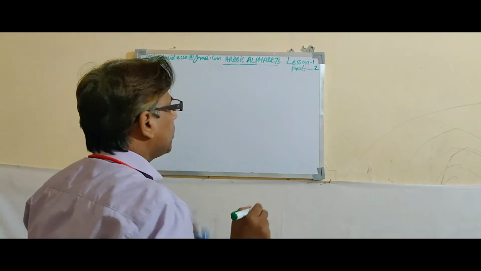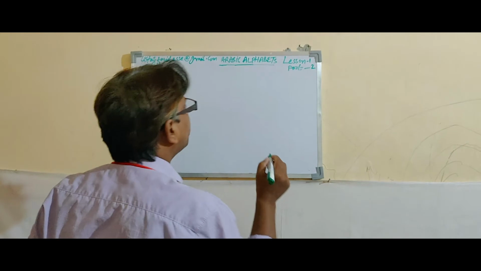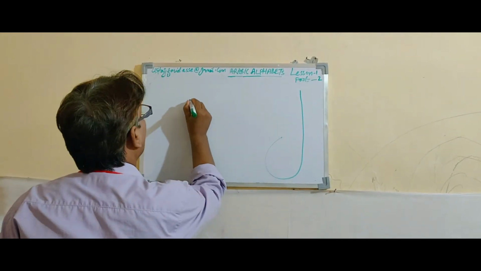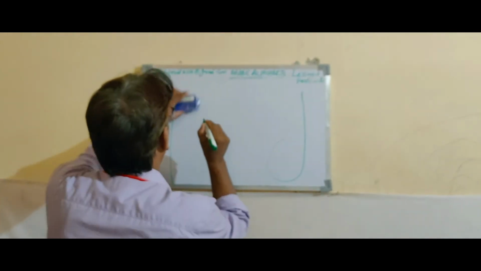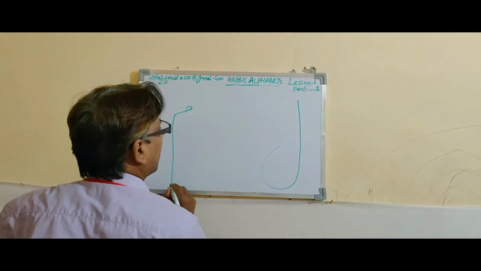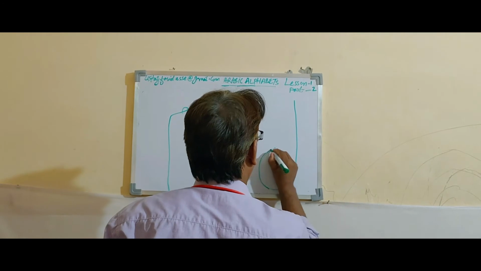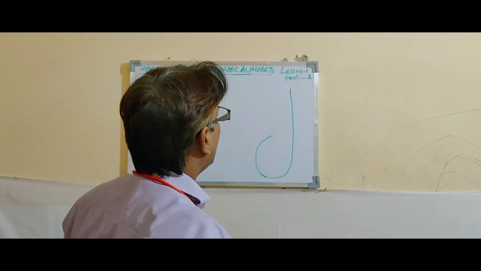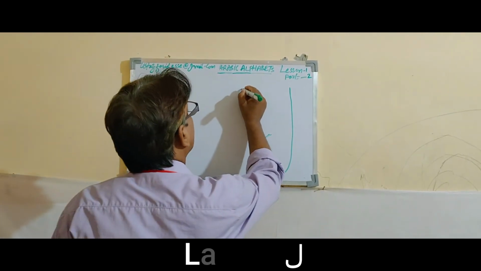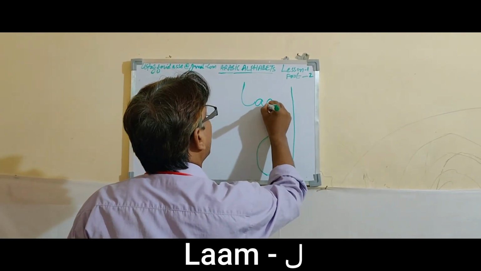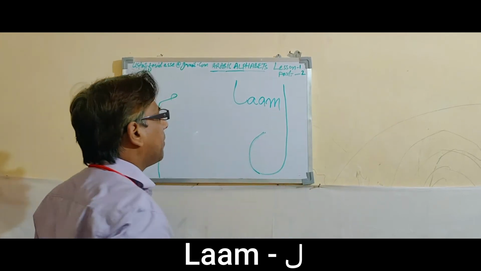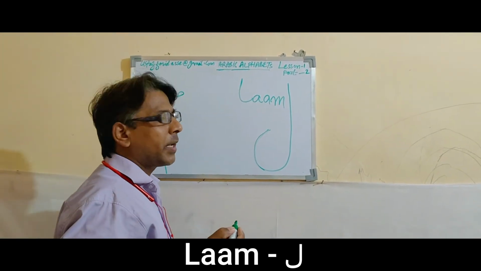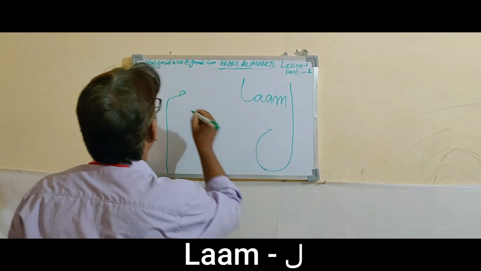Then after Kaf, two letters will be written in two different shapes. Now I am making two different shapes. This shape without any diacritical mark is called Lam. Its pronunciation in English is L-A-A-M, Lam. It is a light letter, so it can be pronounced easily like Lam, Lam.